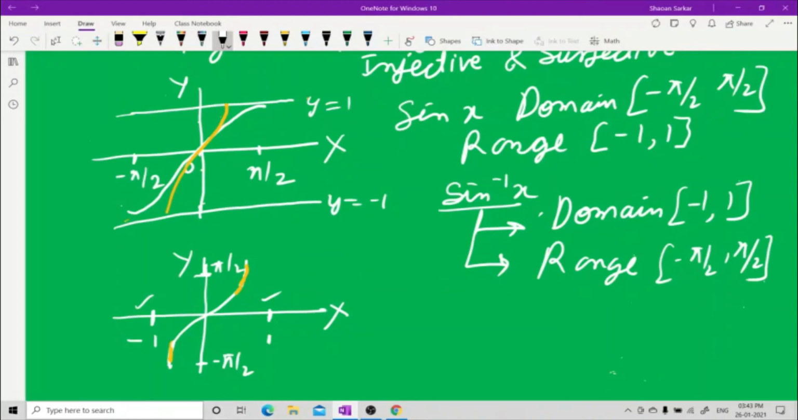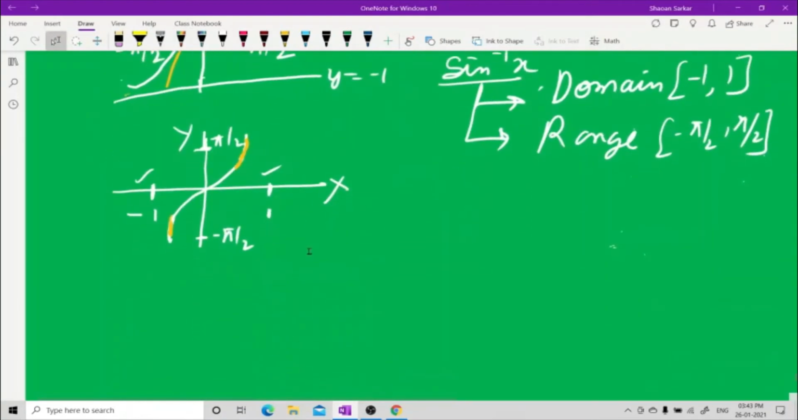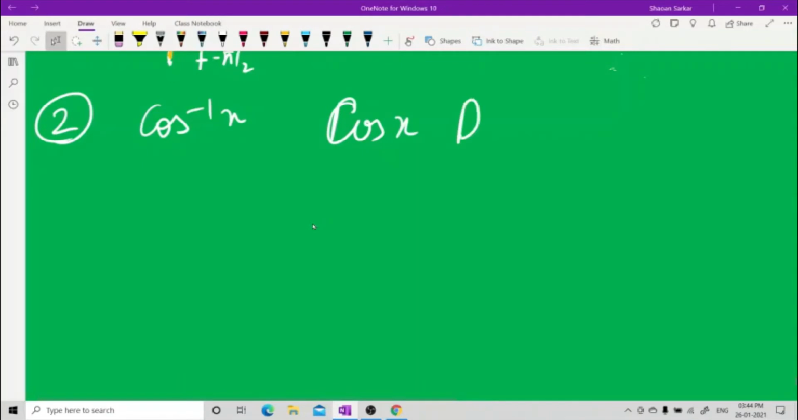नाउ लेट्स कम टू cos inverse graph. Now let's take the second one, cos inverse x. cos x का ग्राफ कैसे था? हम लोग लेंगे सिर्फ 0 और पाई के बीच में. सो लेट अस ड्रॉ द ग्राफ. इसका डोमेन हम क्या कर देंगे? पहले हम cos x के डोमेन को छोटा करेंगे. We will first chop the domain of cos x.